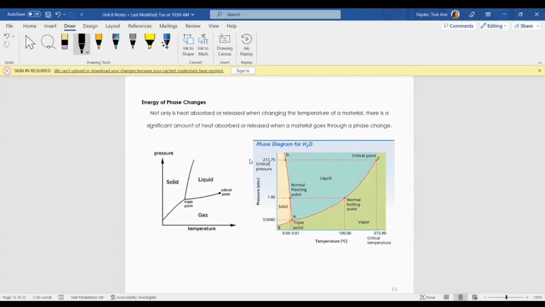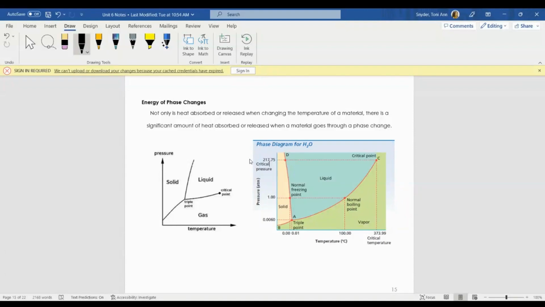Hello, everybody, and welcome to our next video in Unit 6, where we're going to look at the energy of phase changes. In this thermodynamics unit, we've been looking at heat in particular. There's some change in heat associated with chemical reactions, and also a change in heat when we dissociate certain ionic materials into water, which we saw in the last video. We can calculate that value by using calorimetry.